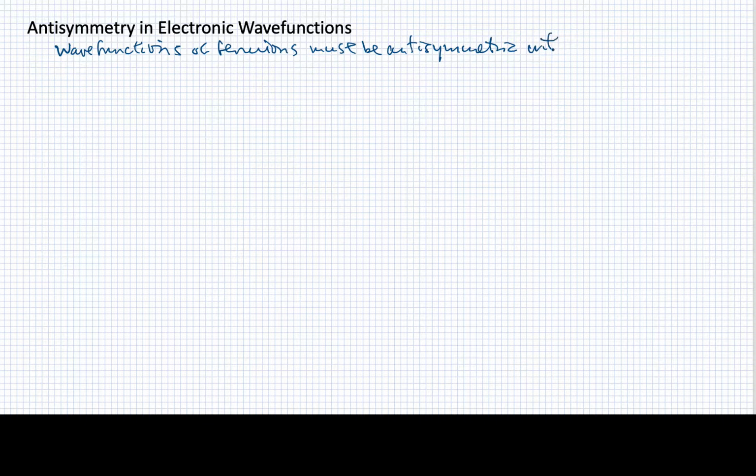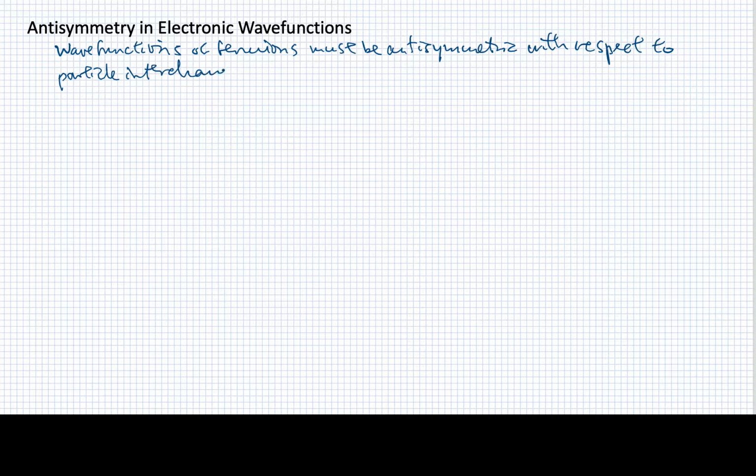Electrons are fermions, which gives them certain properties that put limits on their wave functions. In particular, one of the limits is that the wave functions of fermions must be antisymmetric with respect to interchange of those fermions. Now, what does that exactly mean? Let me finish writing this out. With respect to particle interchange.